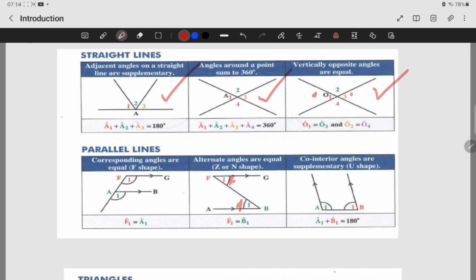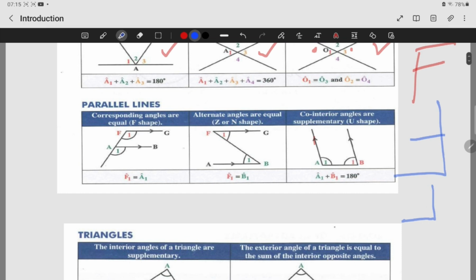Then we've got co-interior angles, they form a U. Co-interior angles add up to 180 degrees, being angle A1 plus angle B1 is equal to 180 degrees. And we need to note that your F can be upside down. You can see here they gave you a normal F, but sometimes you'd find your F being like that.